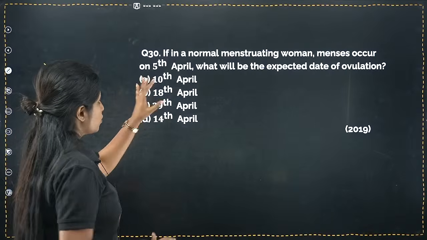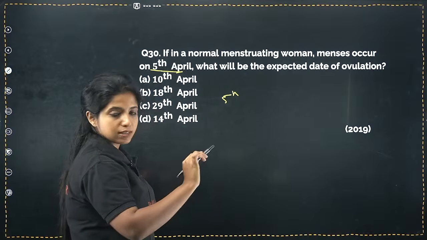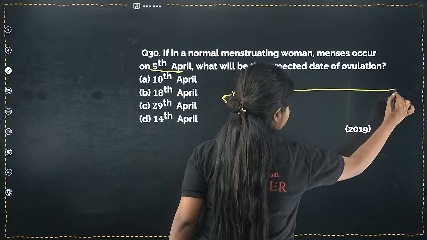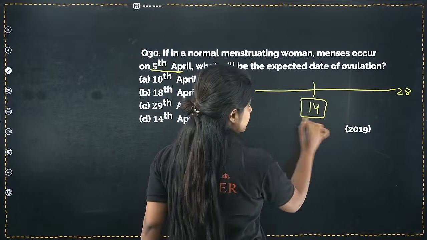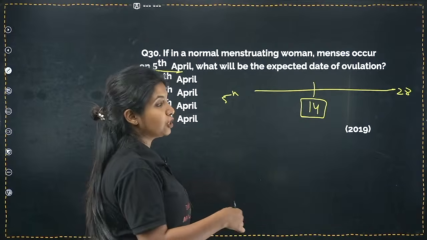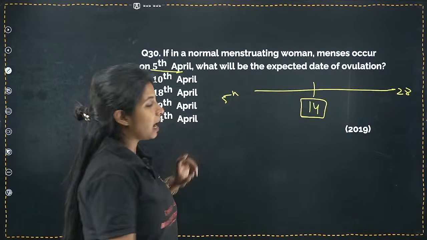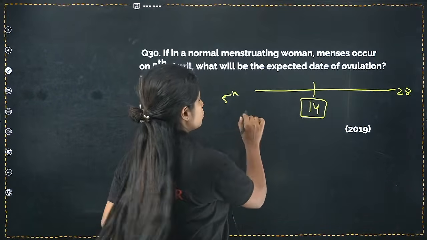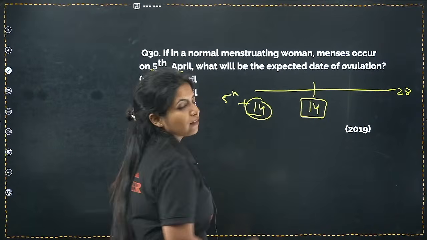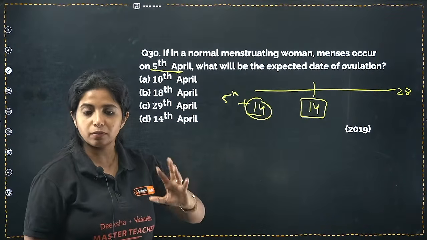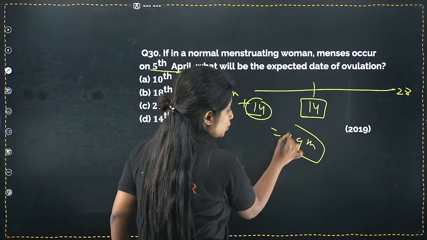Very simple question. So when I say that on 5th menses is happening, when we take the usual cycle, we say it's of 28 days, right? And basically we assume that half of it, the 14th day, on the 14th day ovulation is going to happen. So over here, when I say that menses is occurring on 5th of April, I don't have to calculate anything, just do one thing, 5 plus 14, because on the 14th day you would be having ovulation. So when you do that, it comes out to be 19th.